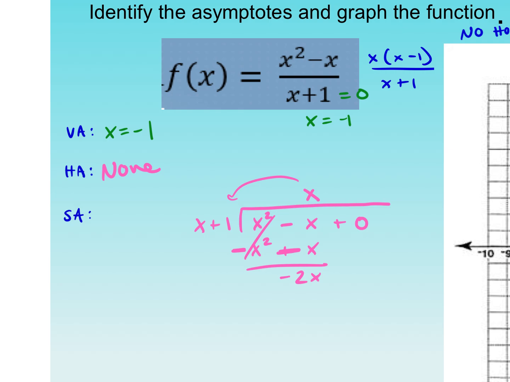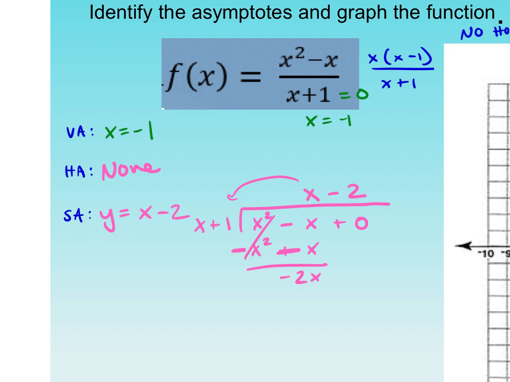What's negative 2x divided by x? Negative 2. You can stop here. Once you get your x and your constant, this is all you need for your slant asymptote. You can keep going if you want, but you don't need to. It's just a waste of time. What would our slant asymptote be? Awesome. y equals x minus 2. It's a line, so you need your y equals.